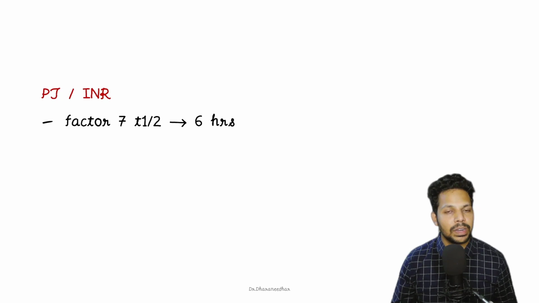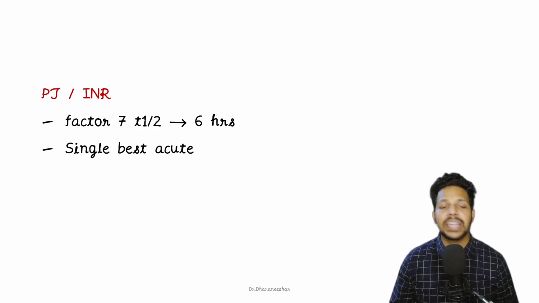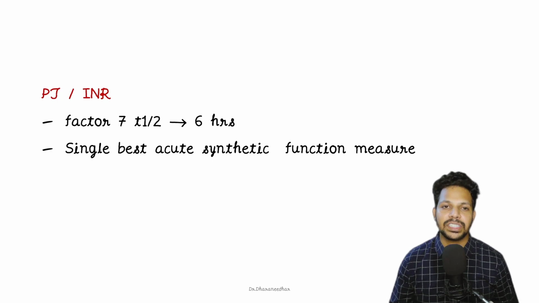And then we move on to the PT and INR, prothrombin time and the international normalized ratio. The PT and INR indicates the presence of the clotting factors 2, 7, 9, and 10. These are vitamin K dependent factors. And for understanding here, the factor 7 half-life is only 6 hours. And hence the PT and INR is a better indicator of an acute liver disease. Of course, it is elevated in both acute and chronic liver disease, but it is more useful for the diagnosis of an acute liver failure, right? And this is the single best acute synthetic function measure.